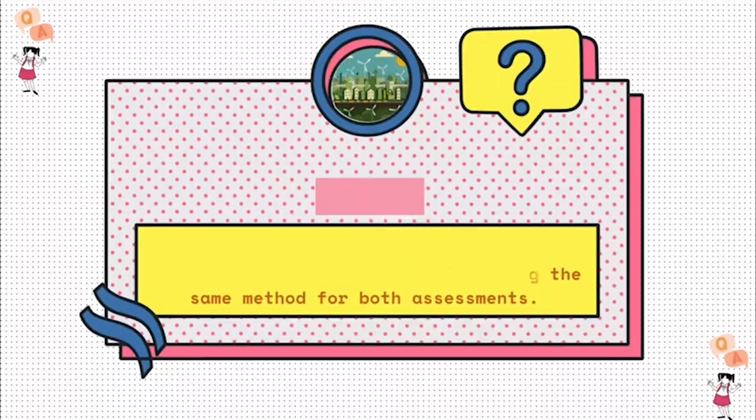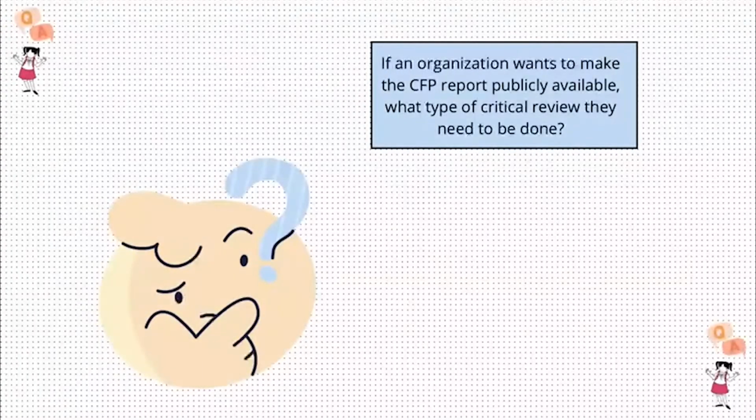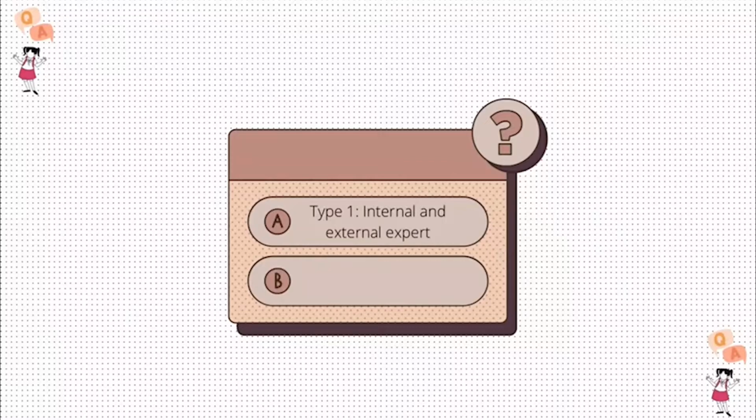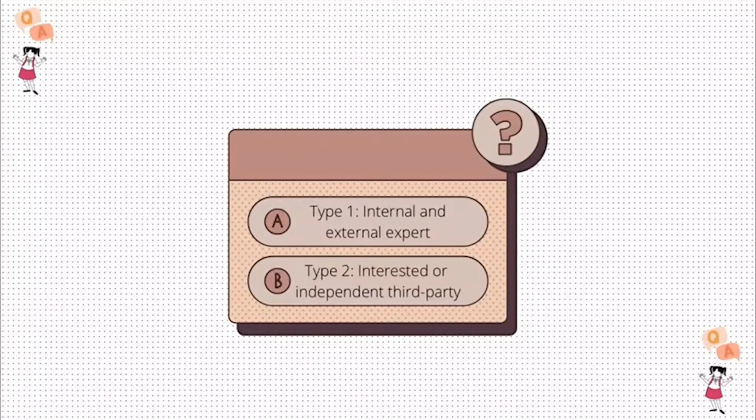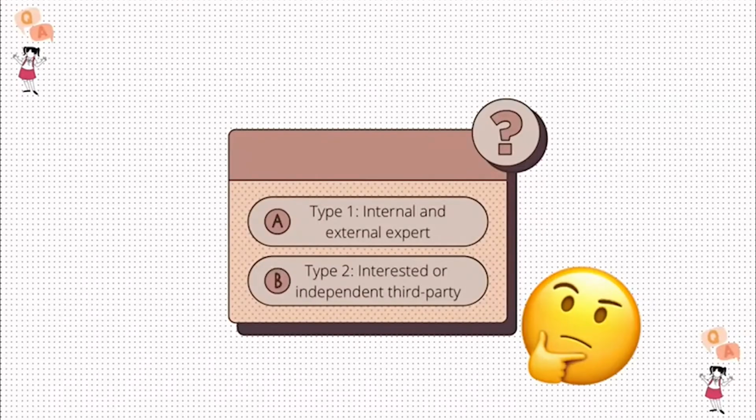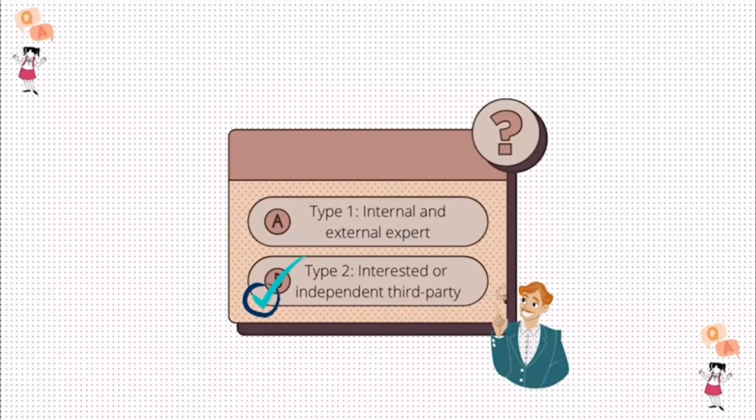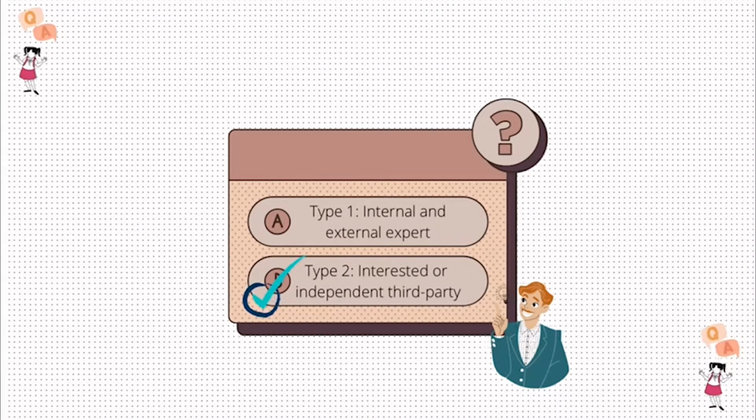The true answer is, if two separate assessments are made, the change shall be calculated using the same method for both assessments. Last quiz: if an organization wants to make the CFP report publicly available, what type of critical review do they need? It is type 1, which is critical review by internal and external experts, or type 2, an interested or independent third party. The answer is B, which must be verified by an interested and independent third party if they want to make the CFP report available to the public.